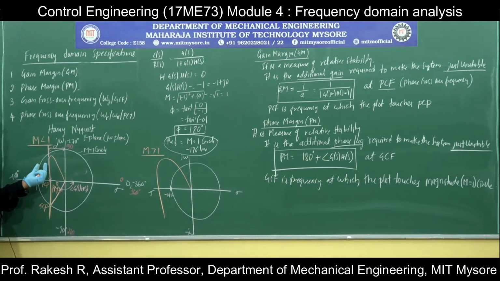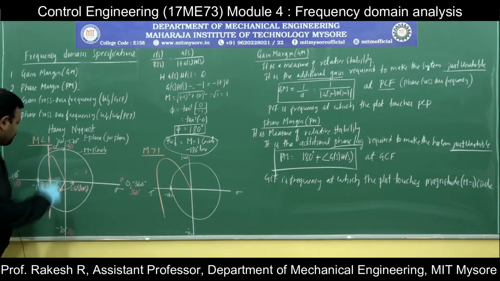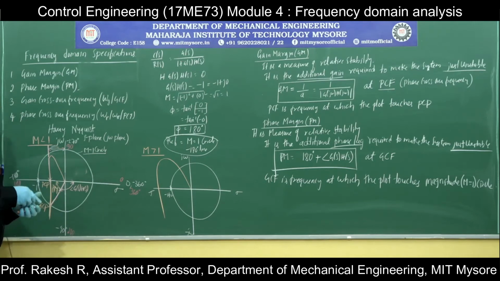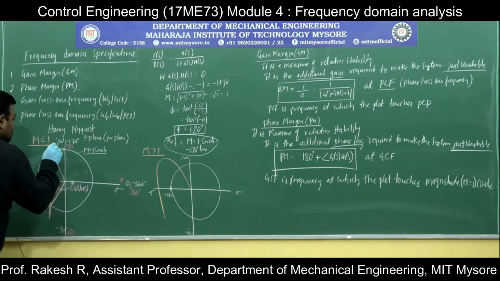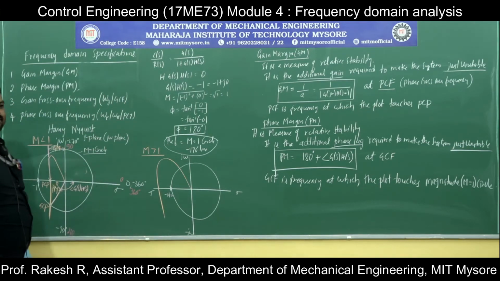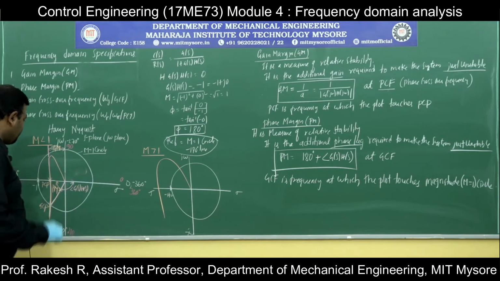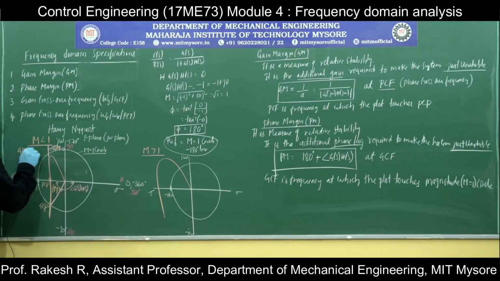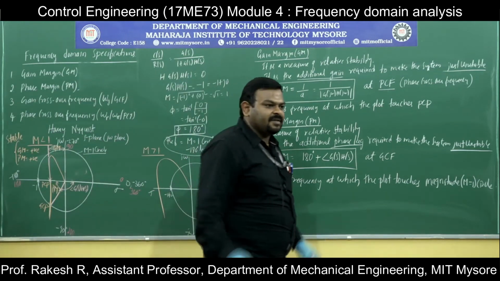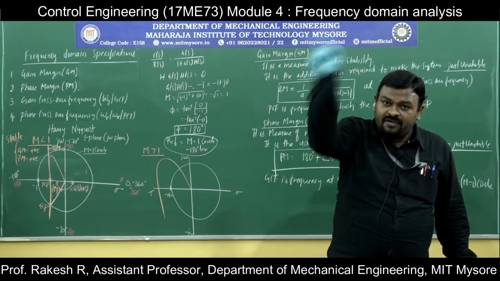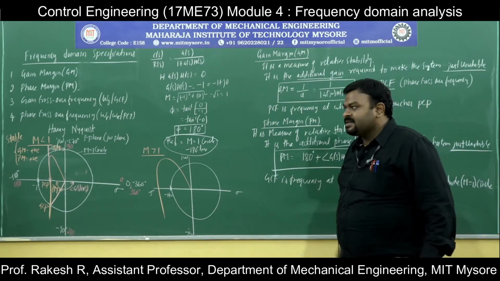Here I need to add some amount of gain. Can I add some amount of gain? Yes, it can be added. Hence, gain margin will be positive. I need to add phase lag. Yes, it is possible. Here gain margin is also positive, phase margin is also positive. If gain margin and phase margin are positive, the system is stable. If one of these is negative, the system is unstable.